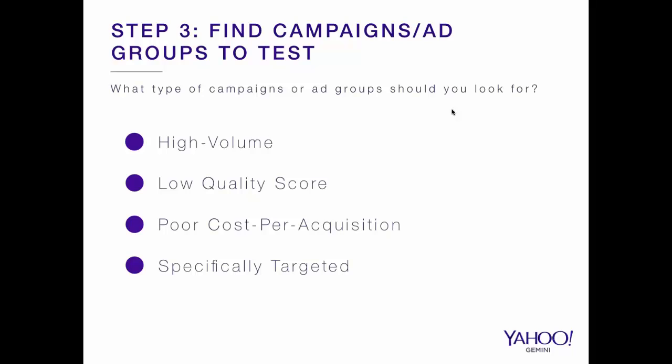Again, we talked about the people that were interested in cost rather than volume and click-through rate and all that. So you might want to look at your cost per acquisition ad groups. And then finally, probably the most common one is what I call specifically targeted.